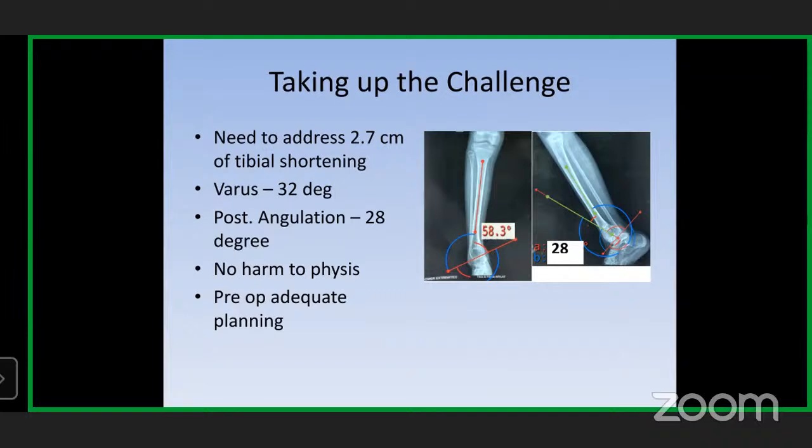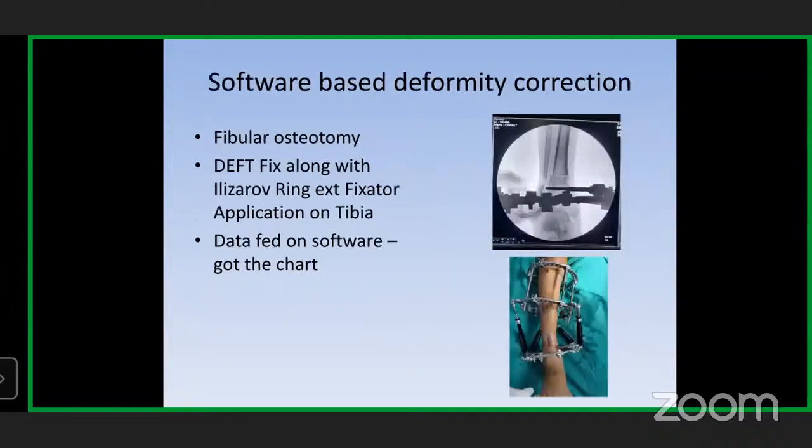Intraoperatively, what we did was a fibular osteotomy and a corticotomy at the apex, and we applied one ring distal to the corticotomy and a ring proximal to the corticotomy site, spanning the foot. The data was fed into the software, which has already been discussed, as we have several instrumentations, SUV or DefFix or DSF, and others.